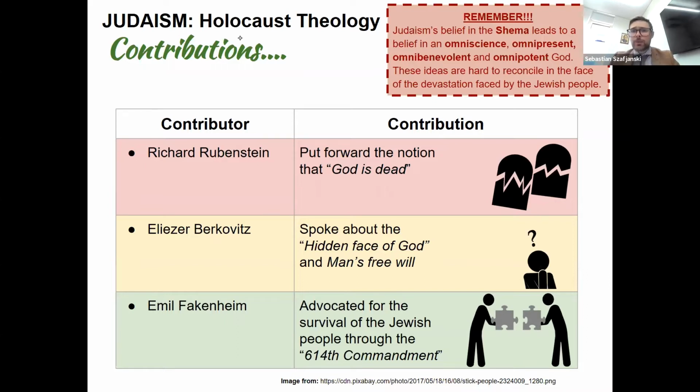But what we need to remember is that Judaism, over the course of all these thousands of years, through the Shema, that principal belief in the monotheistic nature of a God that's omniscient, omnipresent, omnibenevolent, and omnipotent, was challenged. This belief of a God that's always good was really challenged by the idea of this event being allowed to happen. And so we're going to have a look at how these challenges were met, how they were cast, and how these challenges themselves were then challenged again.